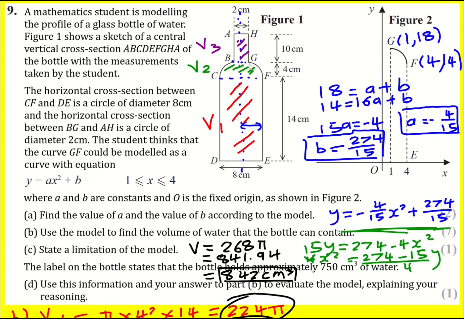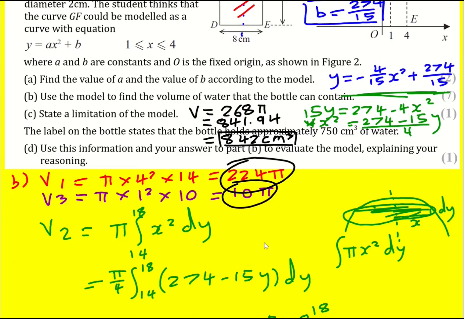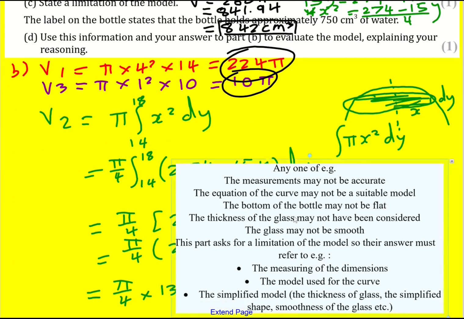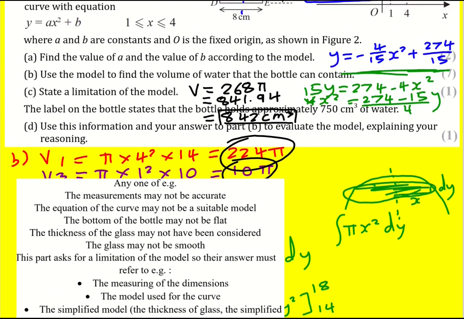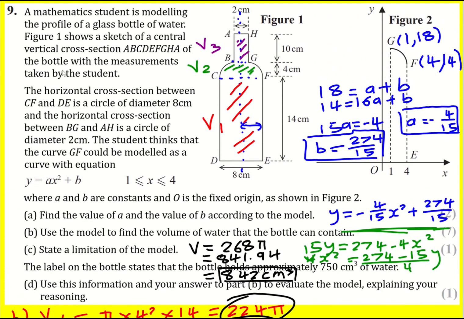So I went with the curve GF perhaps not being a good fit, which is absolutely fine. I just want to share the other answers that you could have gone with. The measurements may not be accurate, the equation, the bottom of the bottle may not be flat, the thickness may not have been considered, the glass may not be smooth. So you've got to refer to something like this. I normally go with smooth, but I thought actually the bottle's going to be pretty smooth, but that was still an accepted limitation. It's not going to be perfectly smooth.